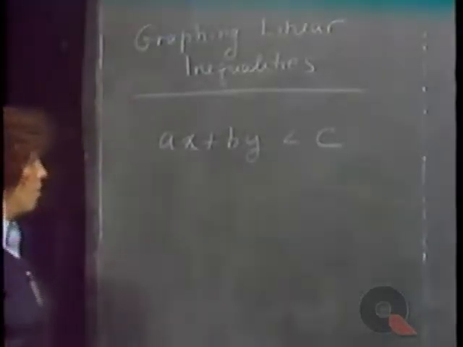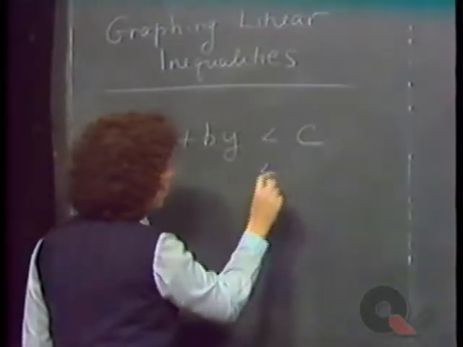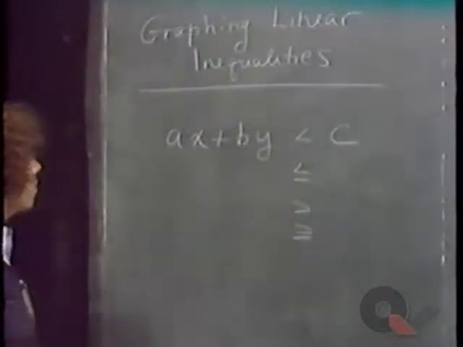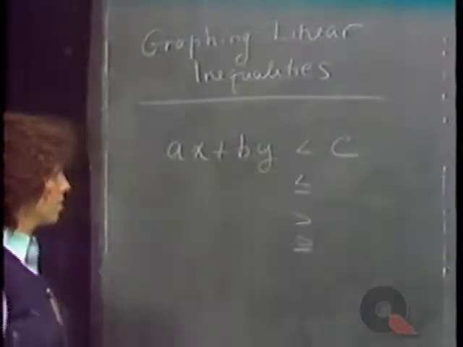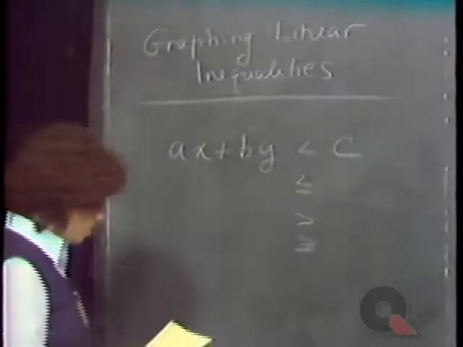are not both 0. It can be a less than symbol, or less than or equal, or greater than symbol, or greater than or equal. Okay, so we're going to learn how to sketch the graph of a linear inequality in 2 variables. Okay, the easiest way would be to go right into an example.